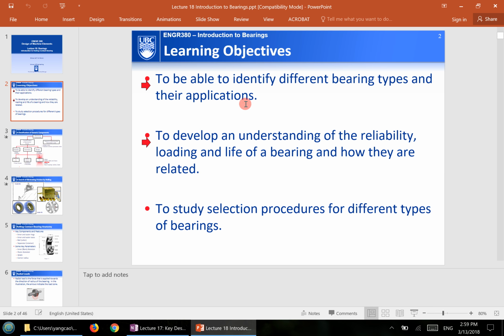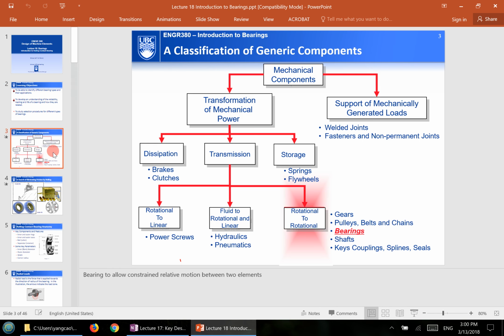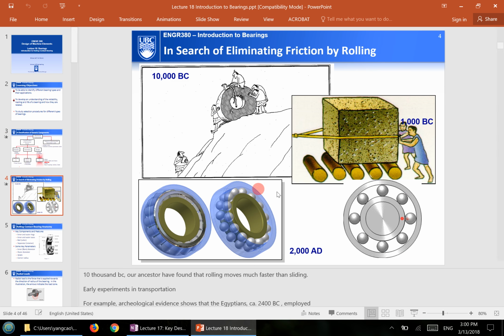The introduction means we need to be able to identify different bearing types. Just looking at a bearing, be able to identify what type of bearing it is. Is it a ball bearing or roller bearing? This is the tree that we have been showing. Bearings is over here. Once we finish this, we're completely finished with this corner right here.